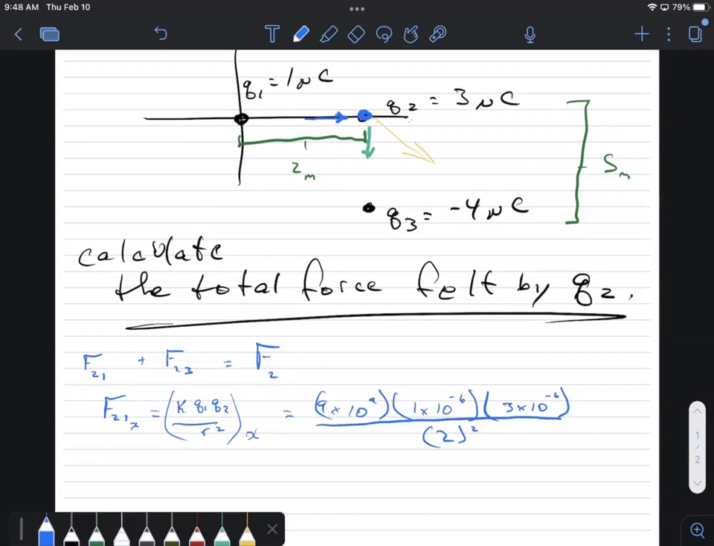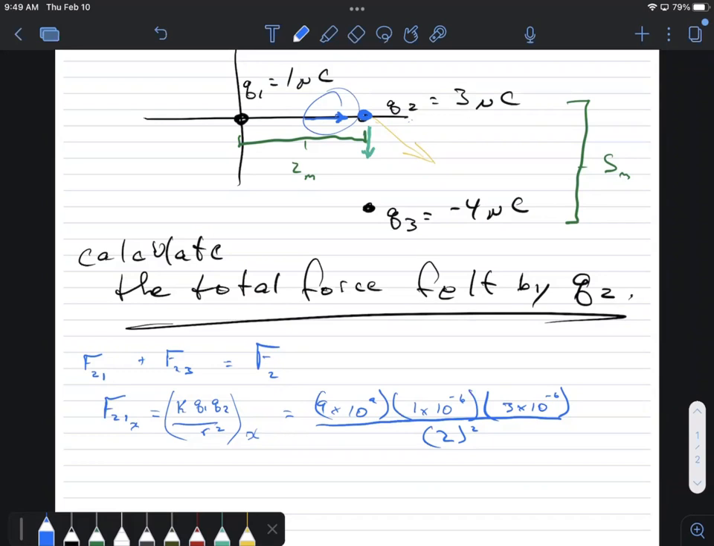Then I ask, is this going to be a positive force or a negative force? Well, I look at what I figured out the direction of the force to be. That's the blue arrow here. And I was told that force is going to be pushed to the right. To the right, of course, is positive. So this is a positive force. So I leave it positive.